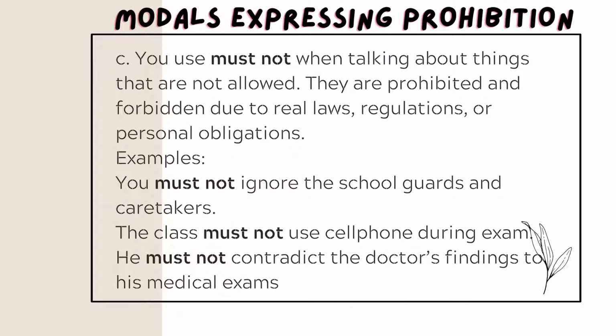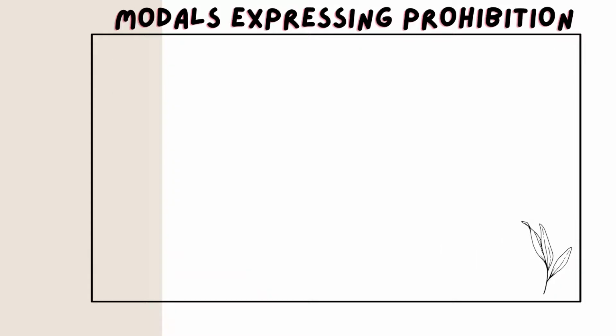Lastly, you use must not when talking about things that are not allowed. They are prohibited and forbidden due to real law, regulations, or personal obligations. Examples: You must not ignore the school guards and caretakers. The class must not use a cell phone during an exam. He must not contradict the doctor's findings to his medical exams.